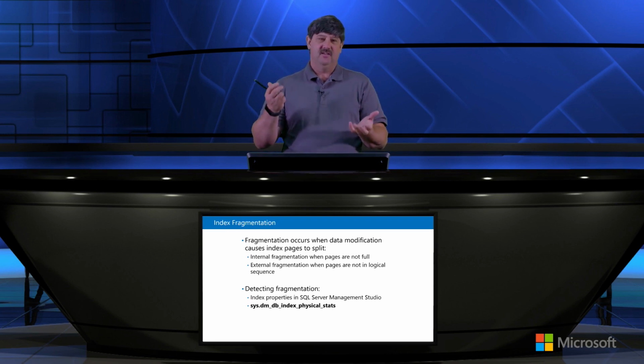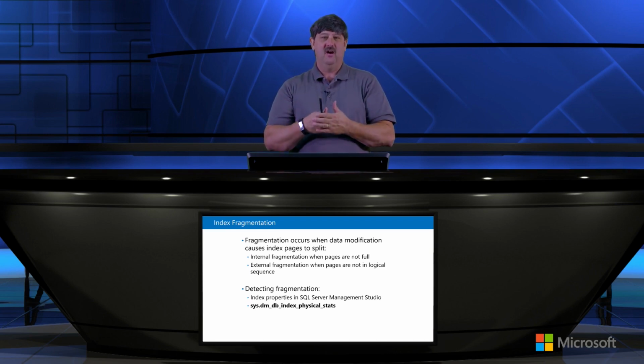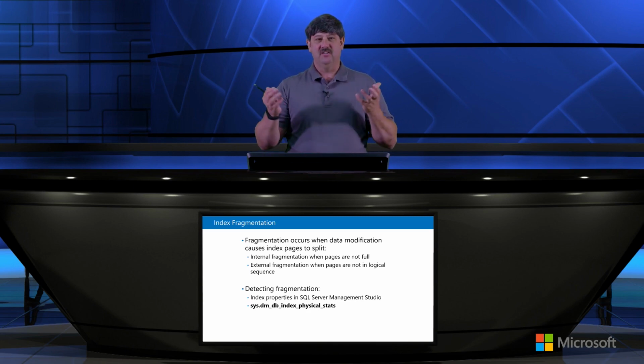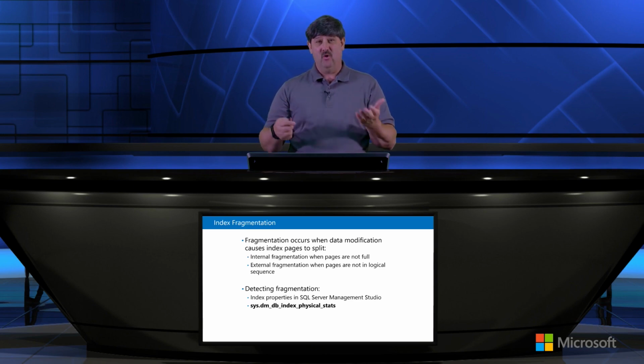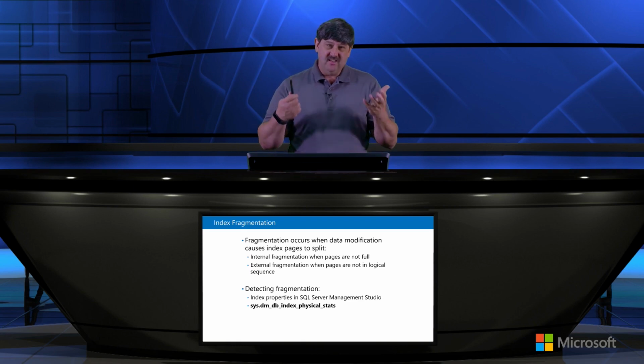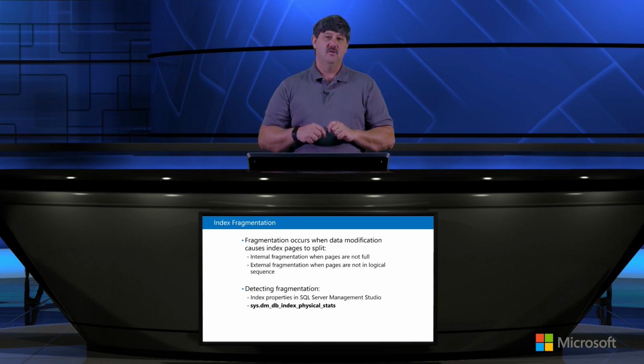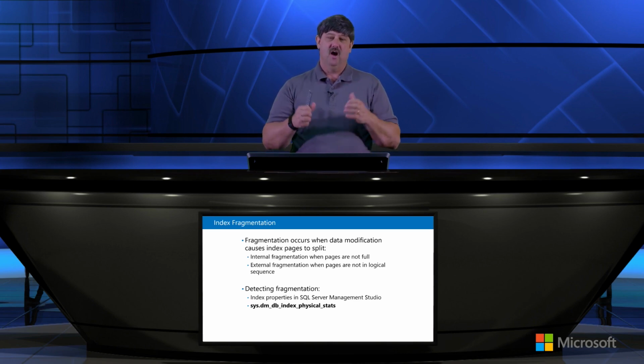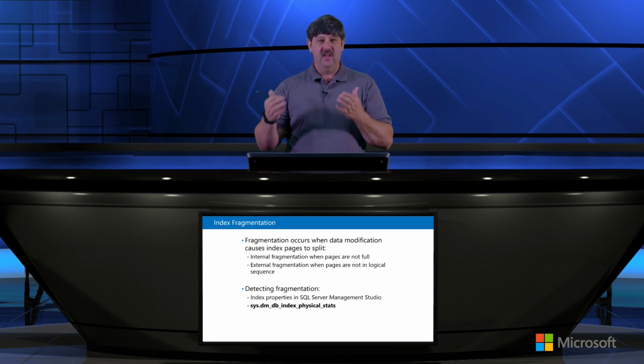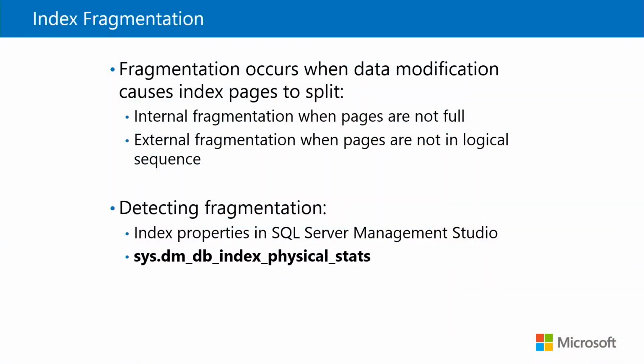It's a balancing act between leaving enough space in the pages to add new rows and making sure that the index is the right size. We can control that through a process called the fill factor when we create and rebuild our indexes. You can detect this fragmentation by looking at the properties in the SQL Server Management Studio. You can right-click on the index and click on properties, and it'll tell you what both the internal and external fragmentation are. And we can also use the index physical stats database management view that we talked about in the previous slide to identify it.